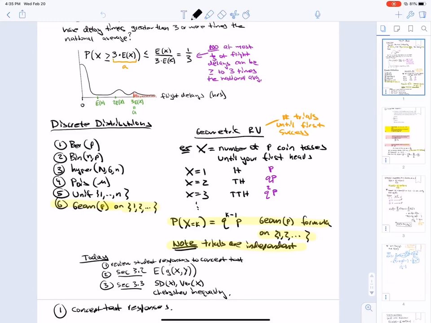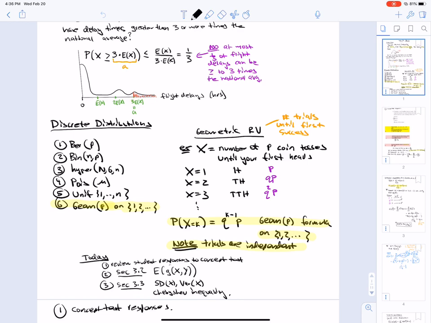It's the number of p coin tosses until your first heads. So sorry if I said that slightly wrong the last time. What I meant is x is the number of trials until your first success. So for example, x would take values 1, 2, 3 up to infinity possibly.